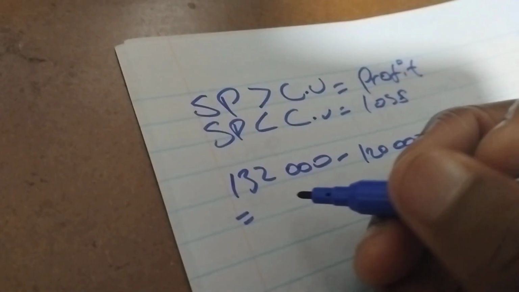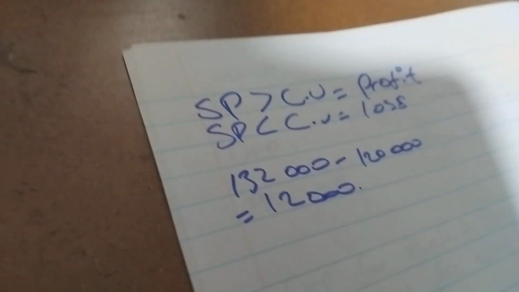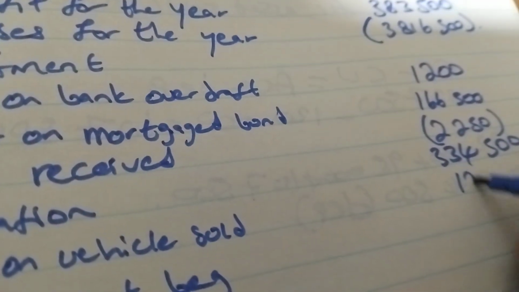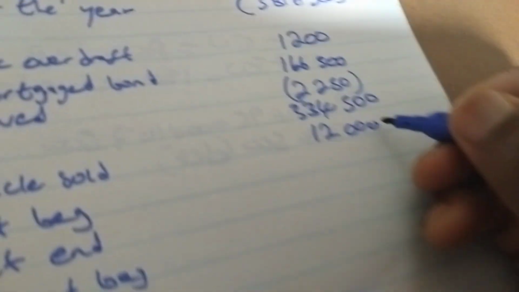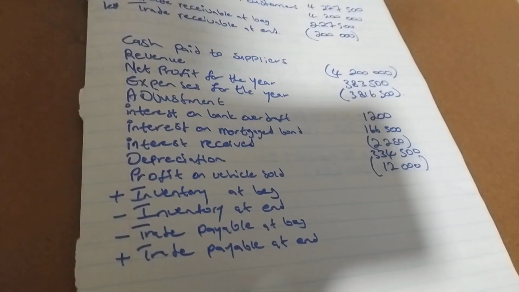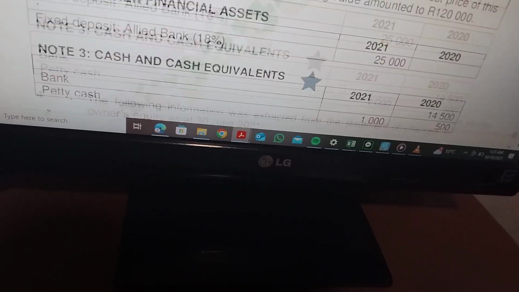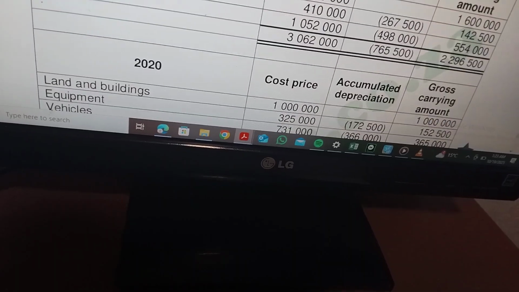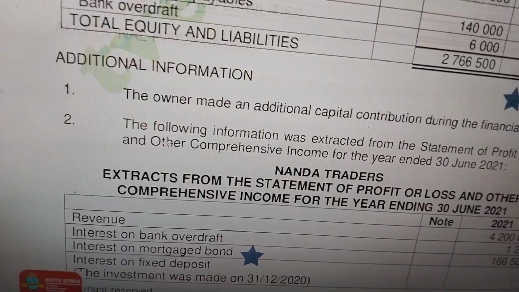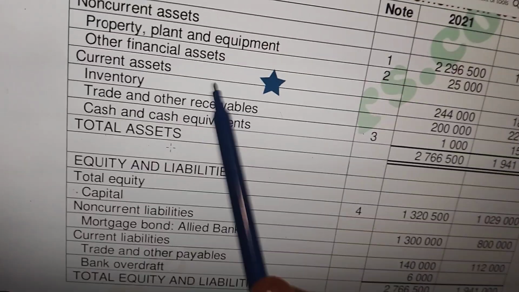So the difference here is 12,000. This is the profit, 12,000. Since it is a profit, it must be in brackets. Then we're going to go to inventory at the beginning. When we go to our inventory at the beginning, we're going to get our inventory on the statement of the financial position. So this is our inventory.